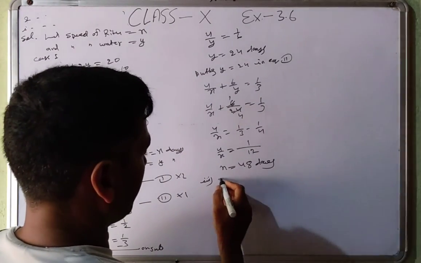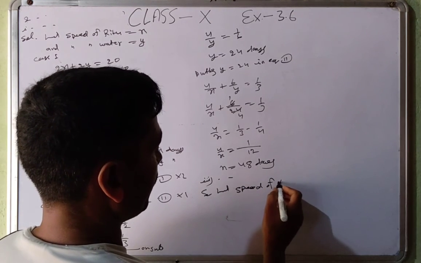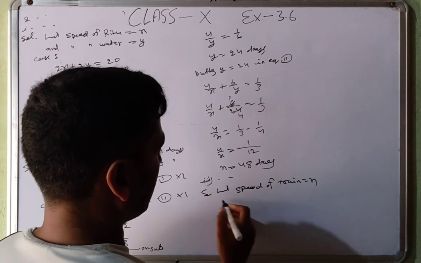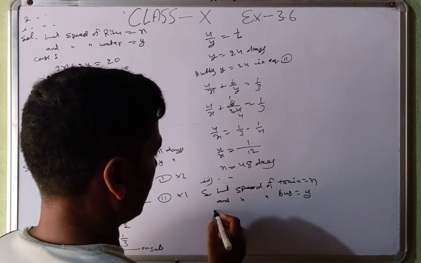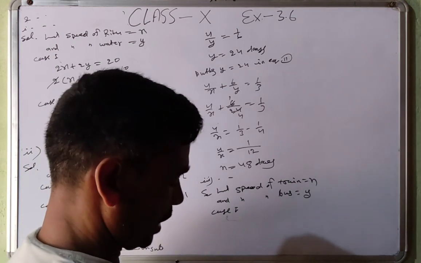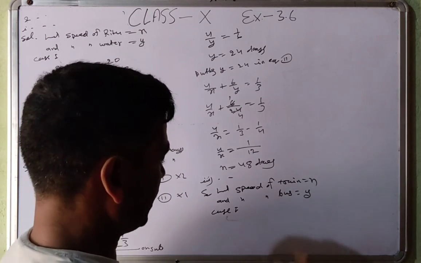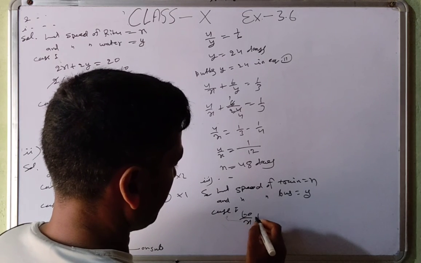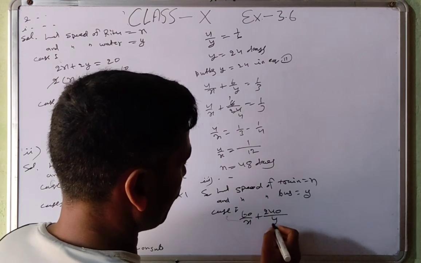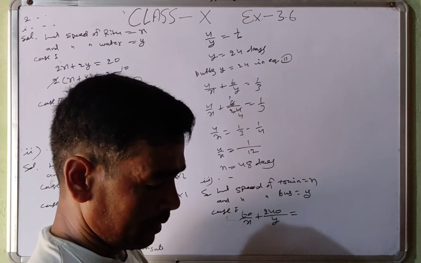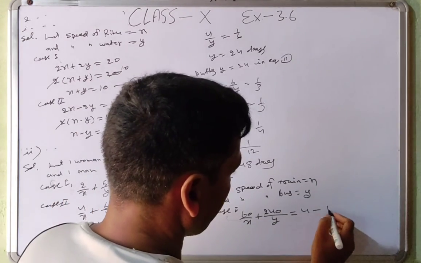So let the speed of the train be x and the speed of the bus be y. So case first: she travels by train 60 km, so 60 upon x plus the left distance is 240, because the total distance is 300, upon y is equal to the time taken, 4 hours. So this is the first equation.